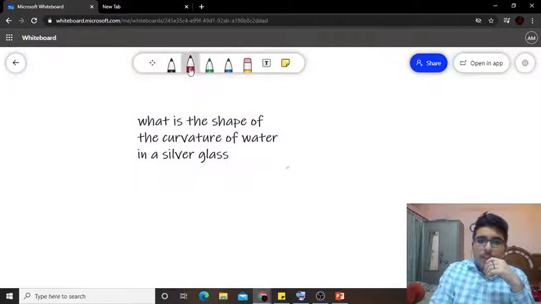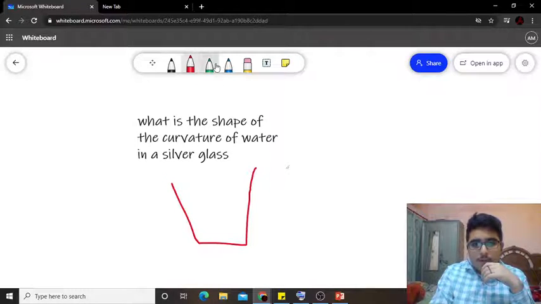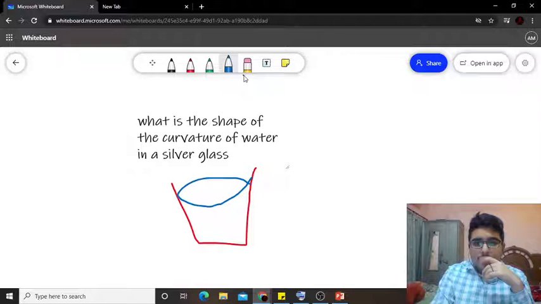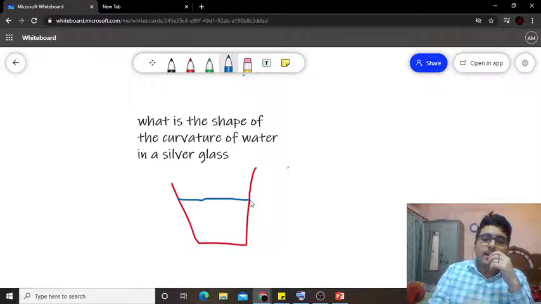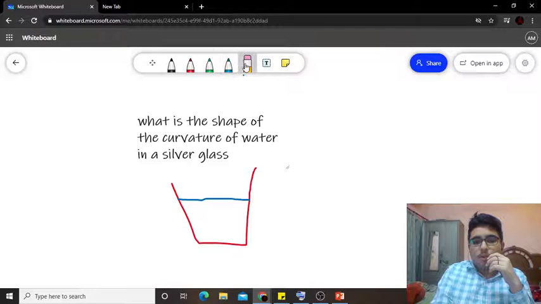Our prediction is that if there is a glass like this, then instead of a curvature like this or like this, either of both, okay, the curvature or the curve should be a perfect straight line, a straight line here. So we have to somehow make sure that we do our experiment in such a way that it becomes obvious and clear that the water is in a straight line, though I'm not able to draw a straight line here. Okay, it should be a straight line.